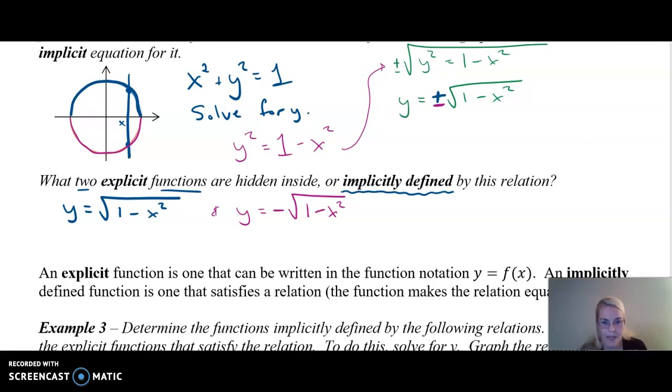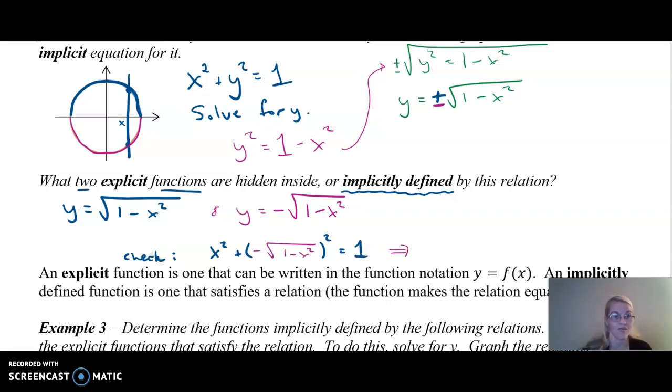Either one of these, if I plug this back in for y, it satisfies my original equation. So let's do that just for kicks and giggles, right? So let's say check, x squared plus y squared, which I'm going to write y squared, does that equal 1? If I drop in this negative square root of 1 minus x squared, what happens when you square a negative? Well, it becomes positive. What happens when you square the square root of 1 minus x squared? That should give you just 1 minus x squared.